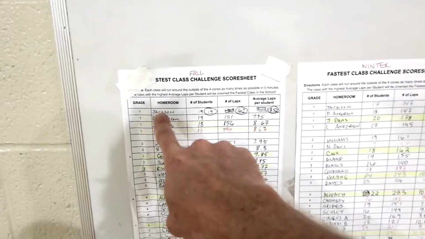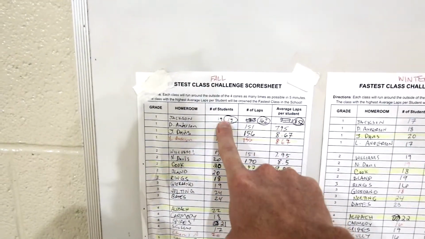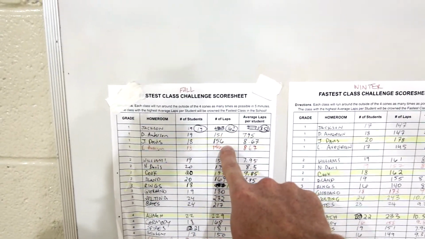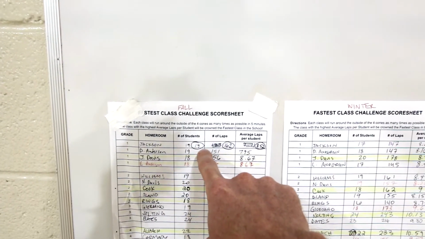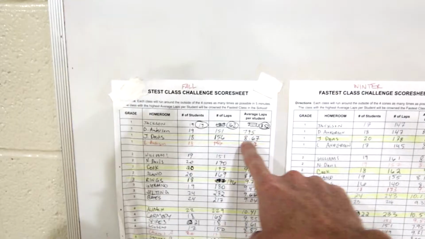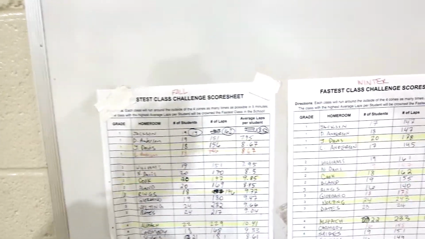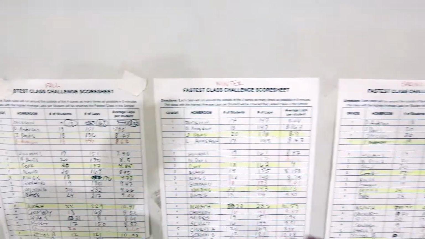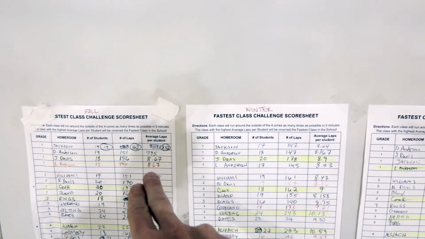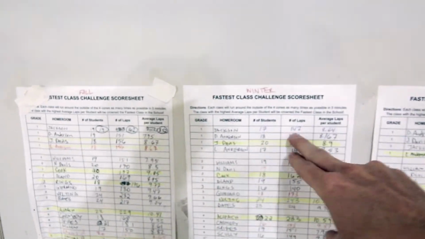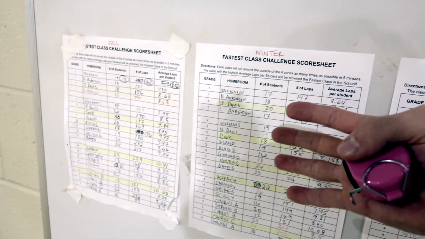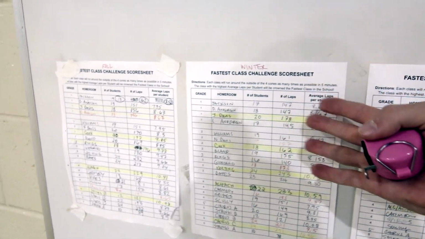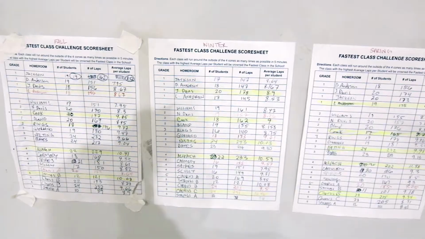So I just write the homeroom, how many students were there, and then the number of laps they ran. And then you just divide the number of laps by the students that were present, and that gives you the average laps per student. Then the next time you run it, you can look back and see what their average was. And even if they're not the fastest class, they can still improve, try to set goals, and hopefully beat their last score for their own personal class and set a personal record.